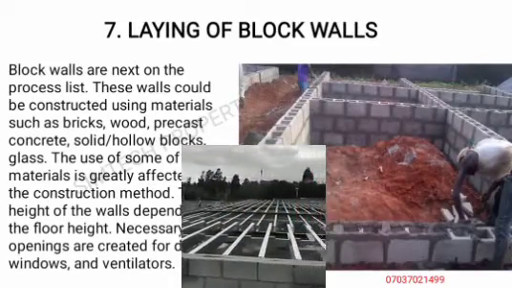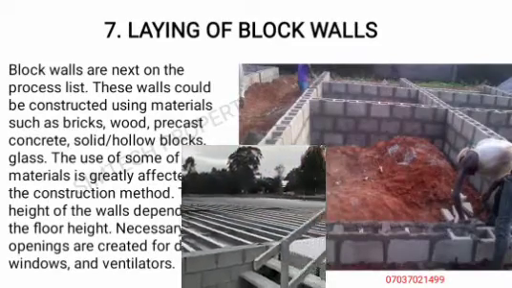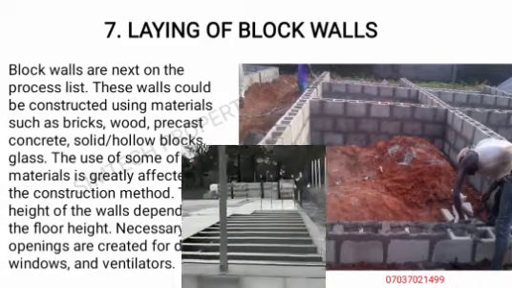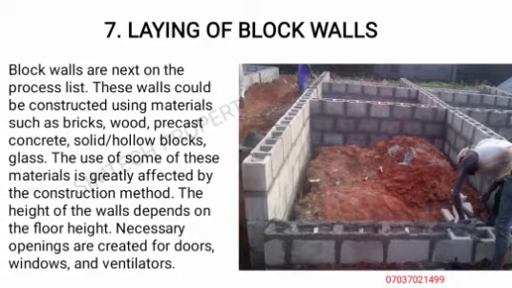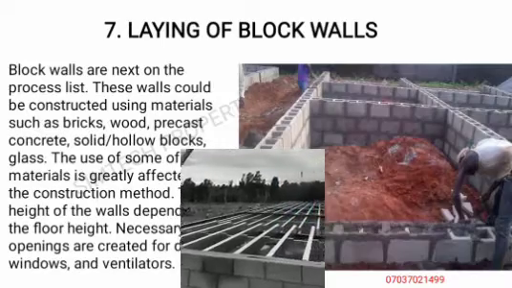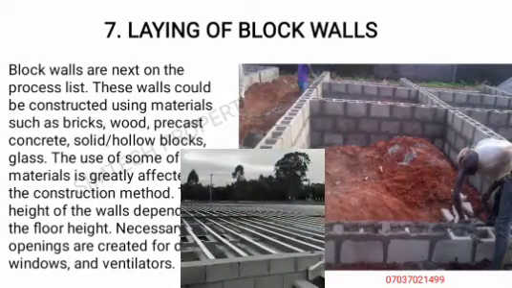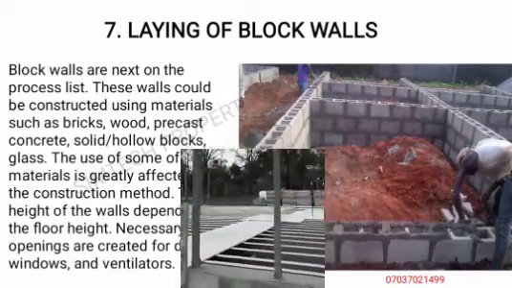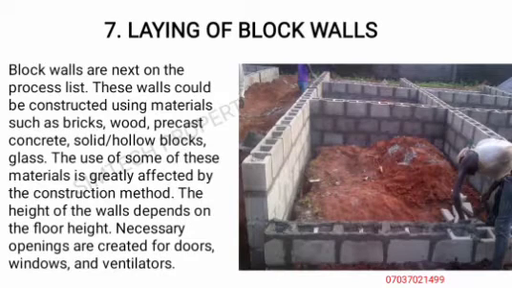And number 7 is laying of blocks. Now you can see these block walls are next on the process list. This work could be constructed using materials such as bricks, wood, concrete, and so on and so forth. The use of some of these materials is greatly affected by the construction method. The height of the wall depends on the floor height and necessary openings. You can see laying foundation. You can see the way it is.